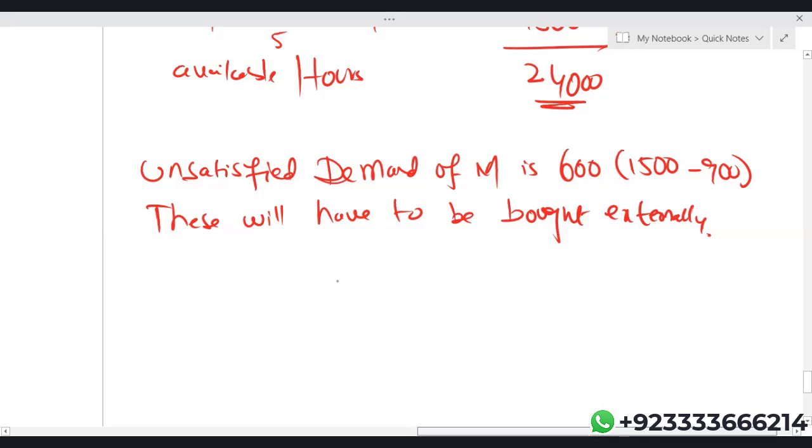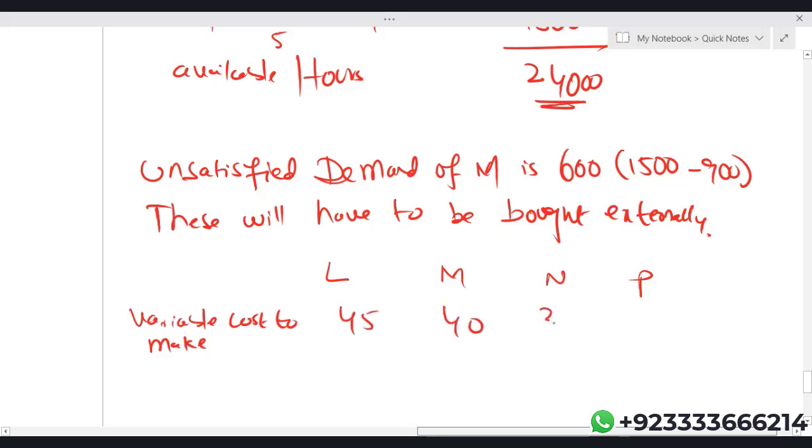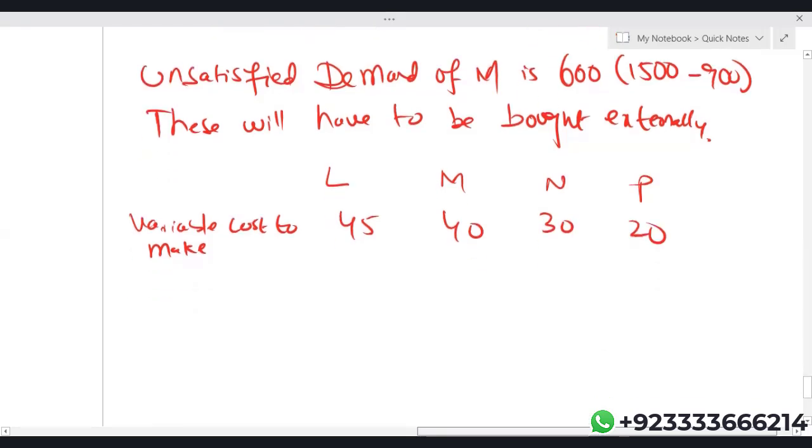Let's see. The products are L, M, N, and P. Variable cost to make, we know that. We have already calculated 45, 40, 30, and 20. External cost, we know that. L you can get it for 57, M 55, 54, and 50. It can be seen that every product should be manufactured internally, that is cheaper.